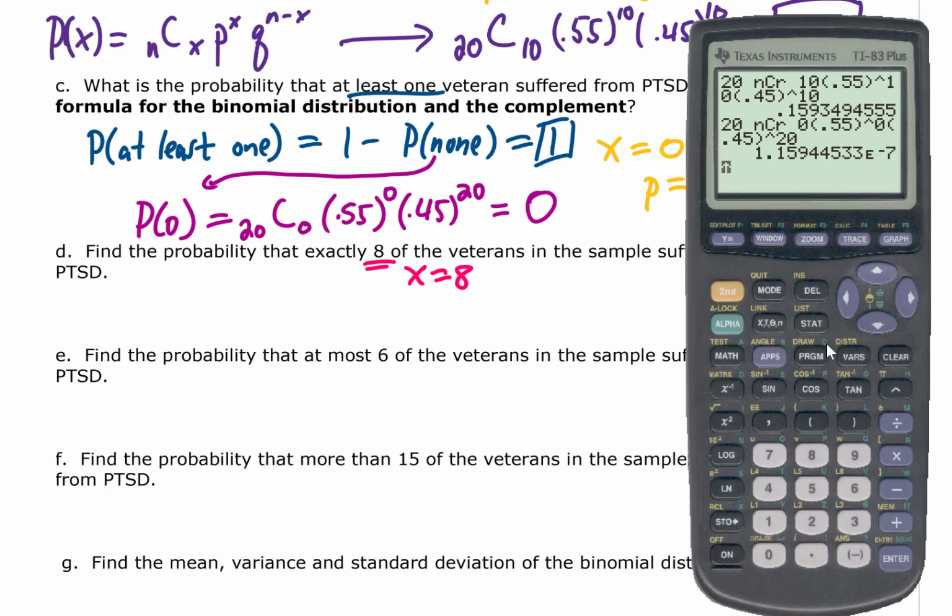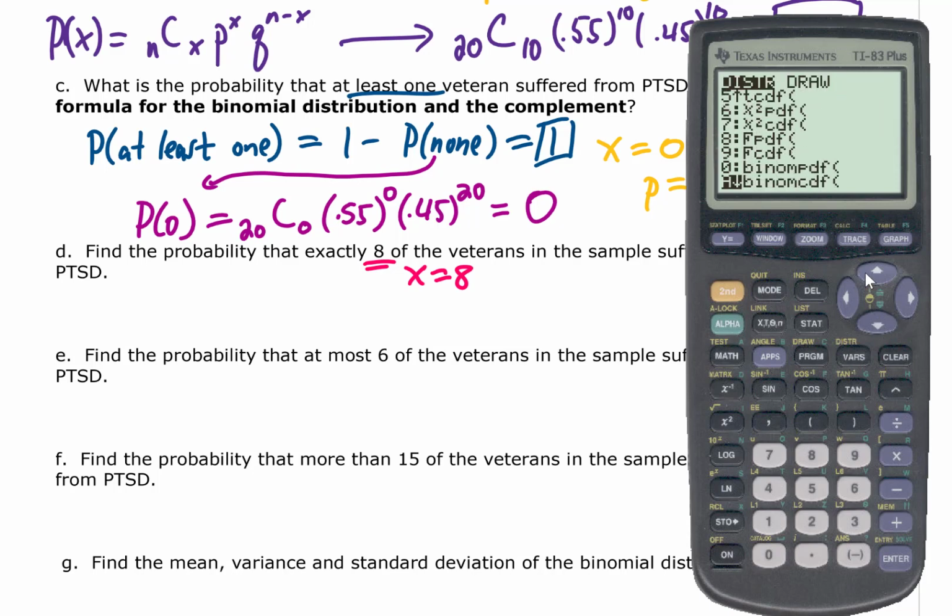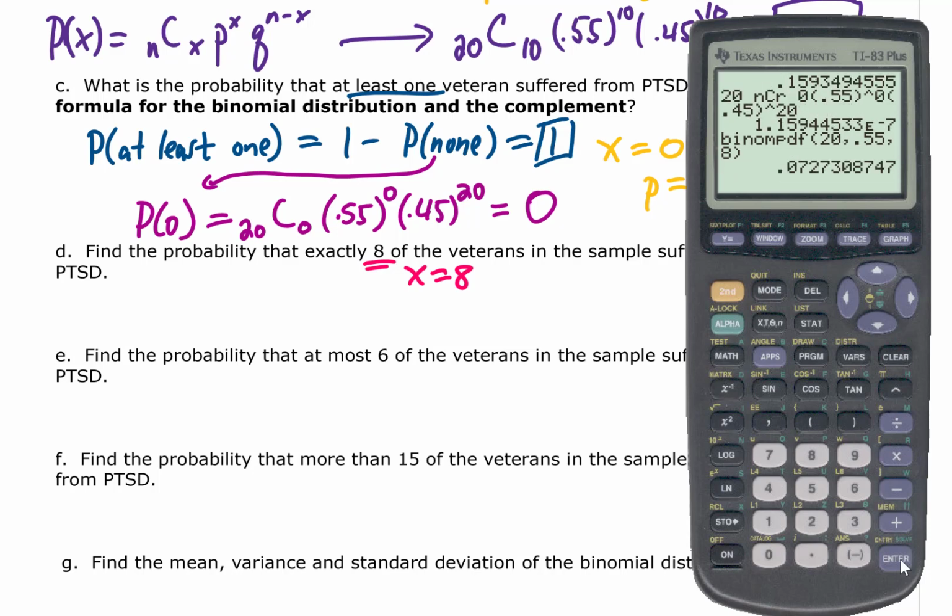That would be second vars. And if we arrow all the way down to option A, or I'm sorry, I guess on my calculator it's option 0. The binomial probability distribution function is the one that we want. In my old school calculator, they just give me this line here. We're going to enter n, which is still 20. We're going to enter the probability p, which was 0.55, and we're going to enter the exact number that we're looking for. That's x equals 8 in this case. Hit enter, and this is giving us about a 7.3% chance that exactly 8 of our veterans have PTSD. Okay, so that answers that question.